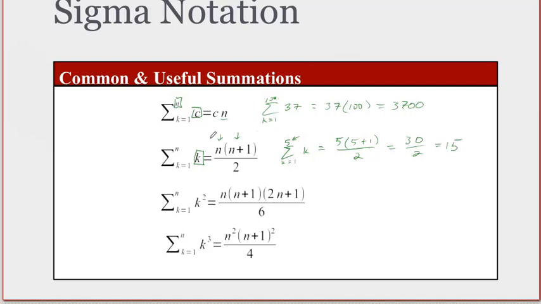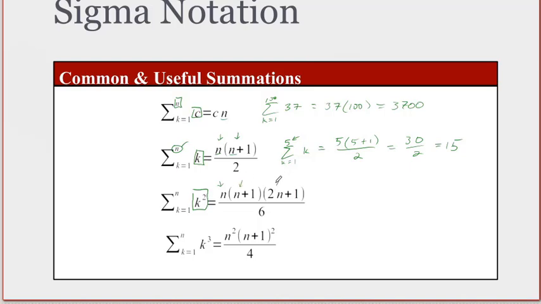So now, if this number is really large, it's easy. We just plug it into this formula, n times n plus 1, multiply them together and divide by 2, and you get the sum of all the numbers from 1 to that really large number. If we're doing, instead of adding up k, we're adding up k squared, then we have this formula.